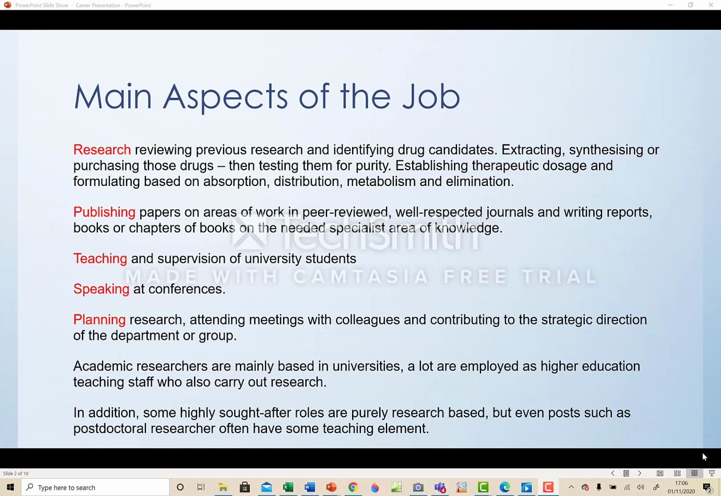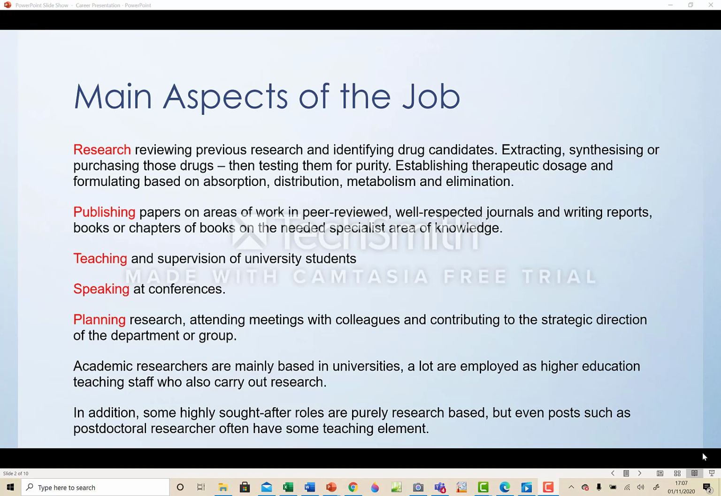Once you've obtained a drug, you'll still need to test it for purity to make sure it really is pure, and this involves analytical chemistry, such as spectrometry, mass spectrometry, nuclear magnetic resonance, UV, infrared, melting point analysis and chromatography. Once you have a pure sample of the drug, you will then need to establish its therapeutic dosage by formulating it based on absorption, distribution, metabolism, and elimination.